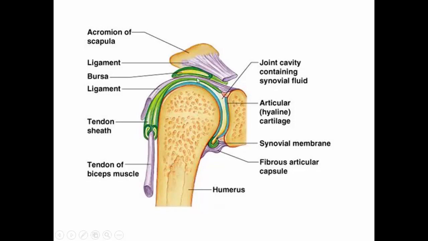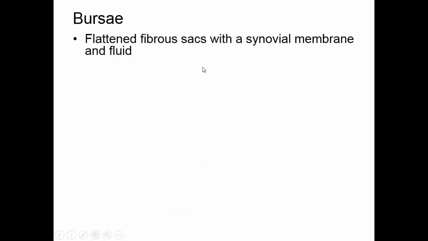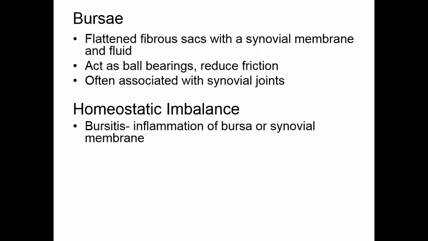Another feature you see here is a bursa. This is a synovial sac that has synovial fluid in it that's going to act as kind of a ball bearing. So bursae are those little flattened fibrous sacs with a synovial membrane and synovial fluid that act as ball bearings that help reduce friction when tendons and ligaments cross a joint. Bursitis is an inflammation of a bursa or the synovial membrane of the bursa. Usually this is when a joint has been overworked. Rest typically takes care of bursitis.